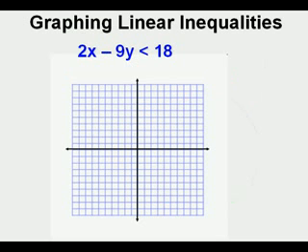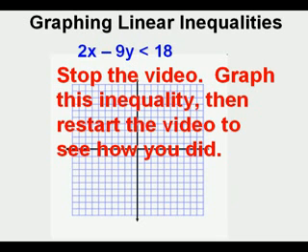Let's look at graphing this inequality. 2x minus 9y is less than 18. For purposes of graphing, I would like to call it 2x minus 9y is not equal to but less than 18. Stop the video. I recommend getting out some graph paper and trying this one yourself. When you're finished, restart the video to see how you did.